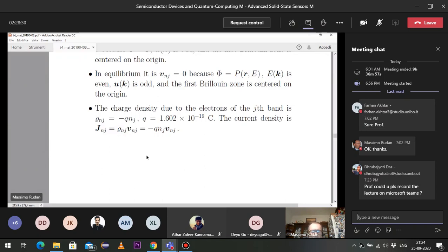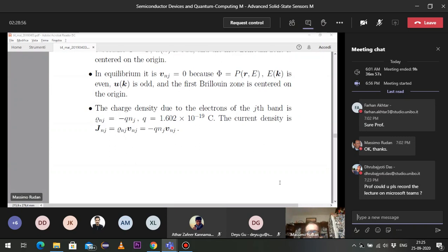So we have demonstrated that there are three situations where the current density of the band is 0. One, when there is no charge, so no electrons. Second, if the band is completely filled with electrons. And number 3, if the band, although it is partially filled, is in the equilibrium condition. Okay?